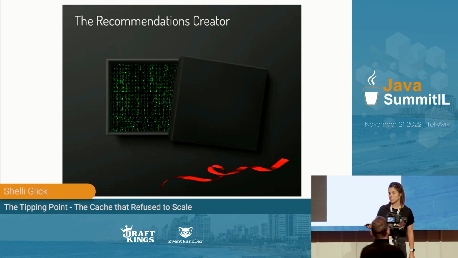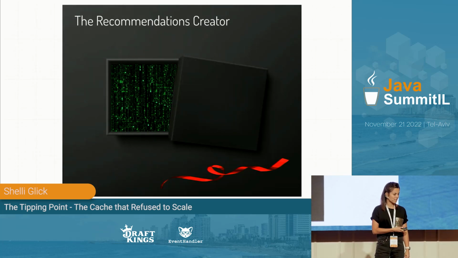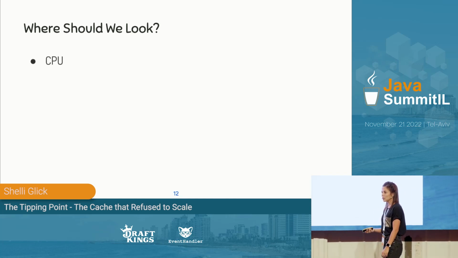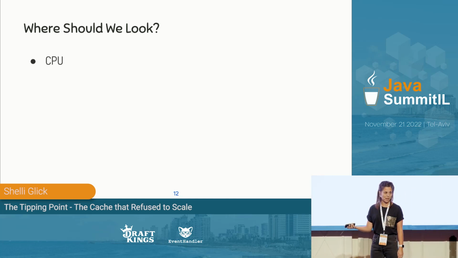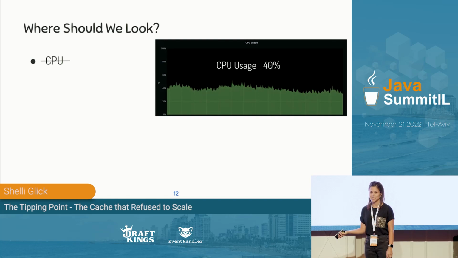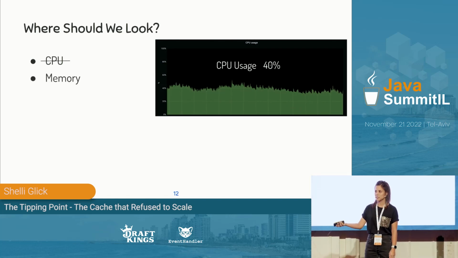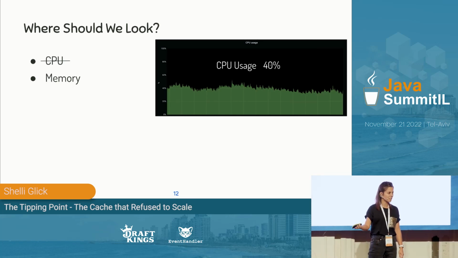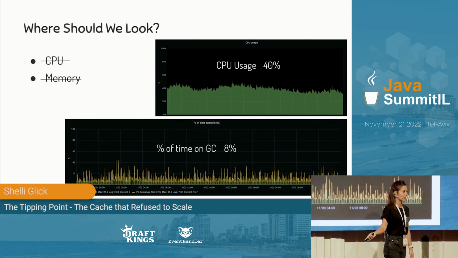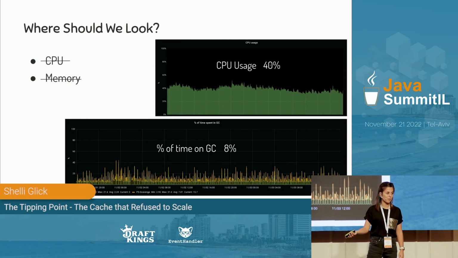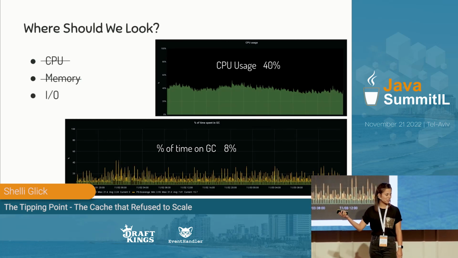But what we do know is it could be one of three things. We either have something taking up a lot of CPU time, but we see that's not the case. Our CPU usage is low. So it could be that our heap is full, and we're very busy doing a lot of GC, right? Well, it's not the case either. We're not spending that much time in GC. And so what we know is we're probably waiting for something else, right?